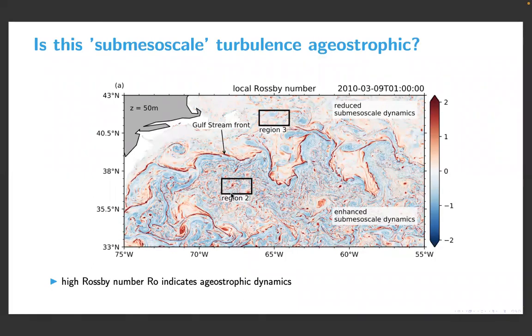When you think of quasi-geostrophic theory, where you derive your quasi-geostrophic equation with a small parameter, which is typically the Rossby number, then a high Rossby number indicates that your quasi-geostrophic approximations are not valid anymore, and this is why we think that we are here in an ageostrophic regime.